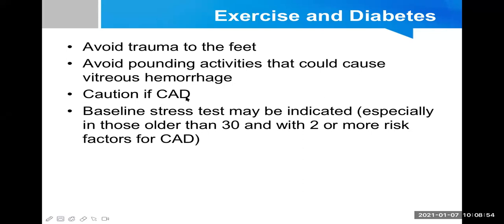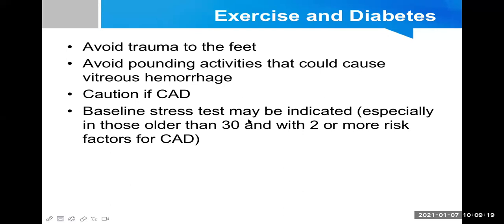Caution if coronary artery disease is already there, because diabetes mellitus is an important risk factor for atherosclerosis, and atherosclerosis is the cause of coronary artery disease 90% of the time. And how is it diagnosed? We all know. Ask the patient to go for treadmill test. Treadmill test, angiography, those different things are there.